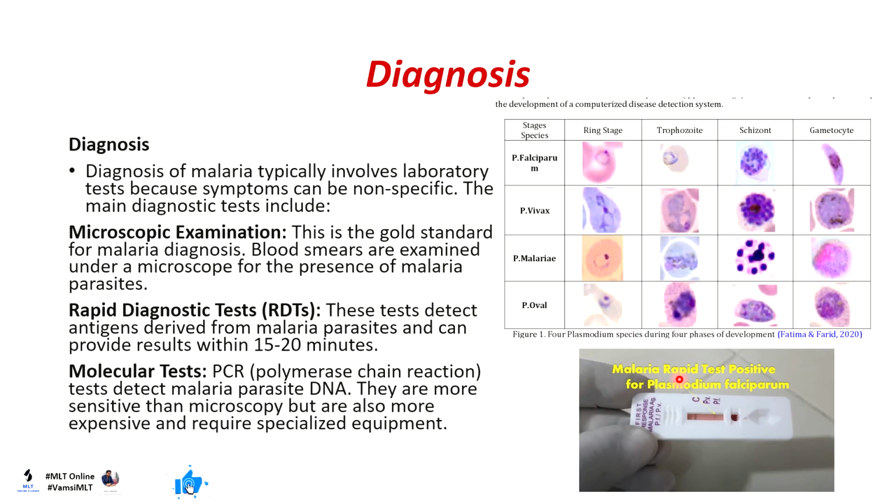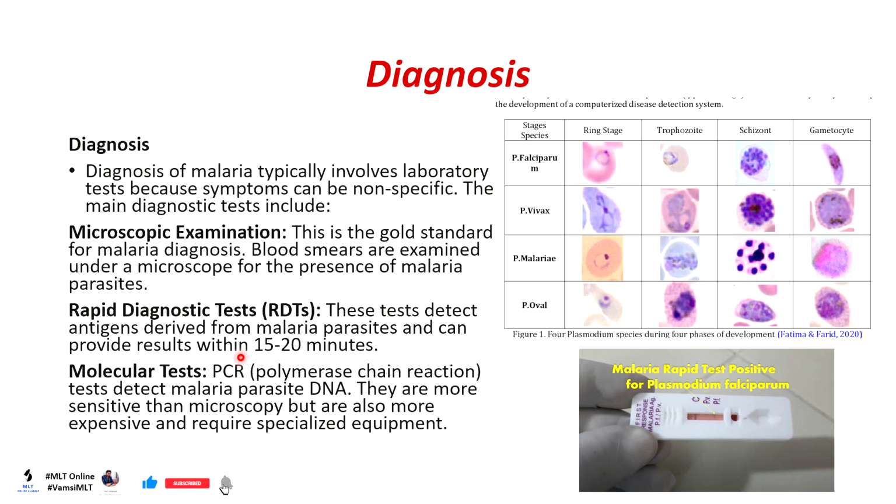The diagnosis of malaria typically involves laboratory tests because symptoms can be non-specific. The main diagnostic test is microscopic examination. During the various stages of malaria, the ring stage, trophozoite, schizont and gametocyte have their own typical morphological characteristics in various species: falciparum, vivax, ovale, and malariae. So based on identifying these morphological characteristics in a peripheral blood smear, we can identify the type of malaria infection the patient has.